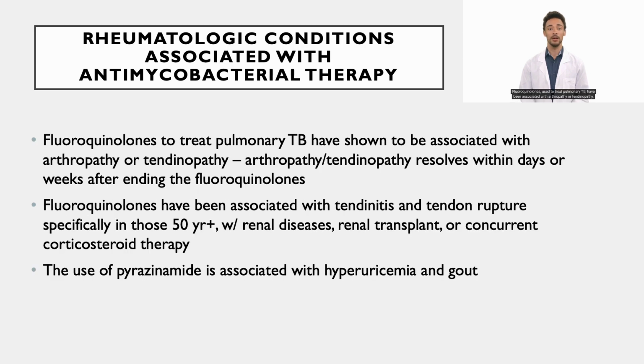Fluoroquinolones, used to treat pulmonary TB, have been associated with arthropathy or tendinopathy, which generally resolve within days or weeks after stopping the fluoroquinolones. Additionally, fluoroquinolones have been linked to tendinitis and tendon rupture, particularly in patients aged 50 years and older, those with renal diseases, renal transplant recipients, or those undergoing concurrent corticosteroid therapy. The use of pyrazinamide is associated with hyperuricemia and gout.